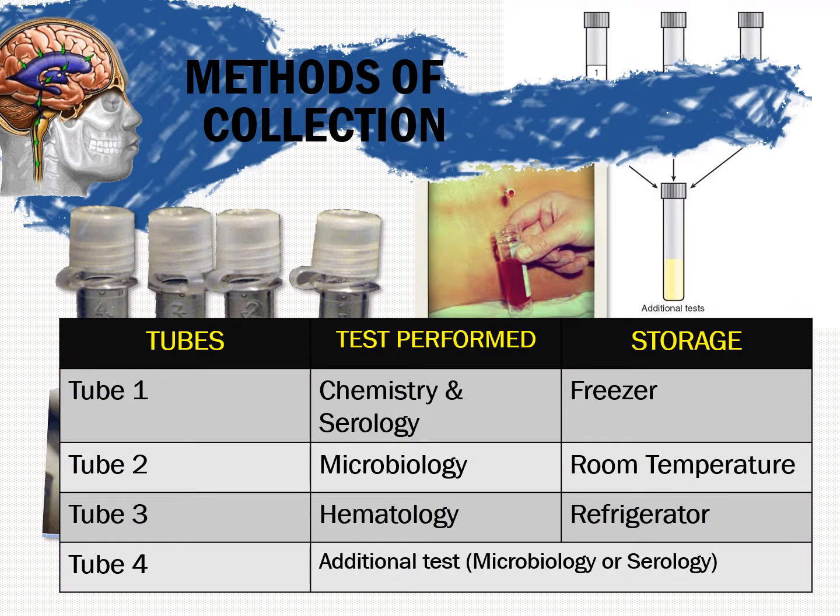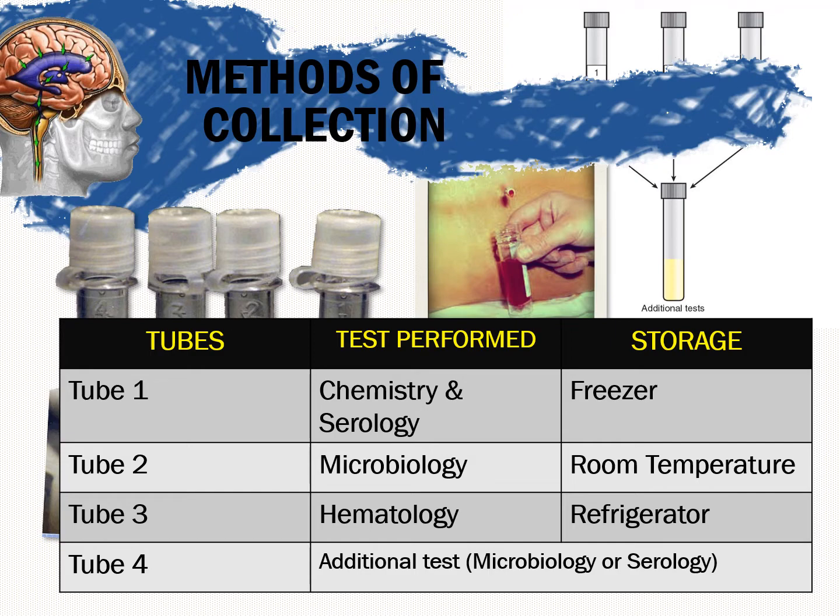CSF specimens are collected in 3 sterile tubes, which are labeled 1, 2, and 3 in the order in which they are withdrawn. Tube 1 is used for chemical tests such as glucose and protein, and serologic tests such as antibody tests, because these tests are least affected by blood or bacteria introduced as a result of the tap procedure.